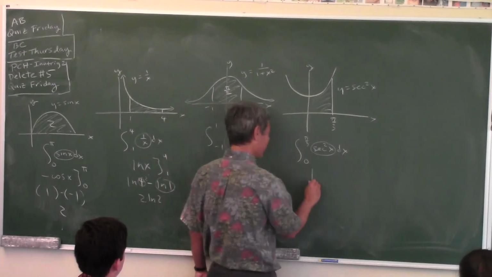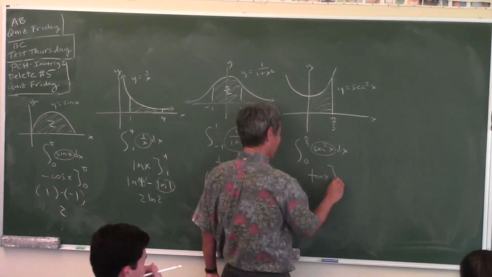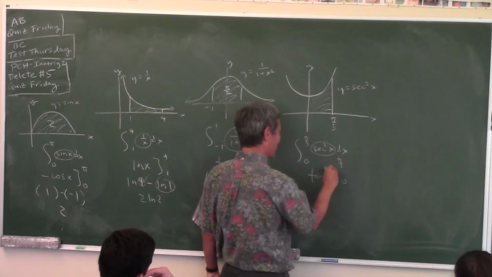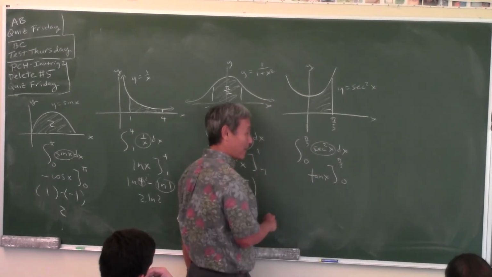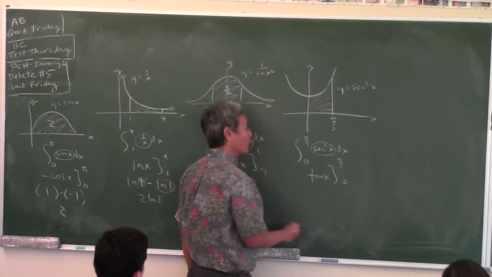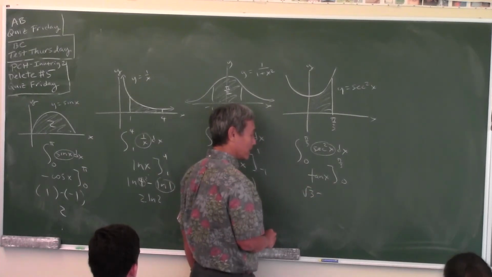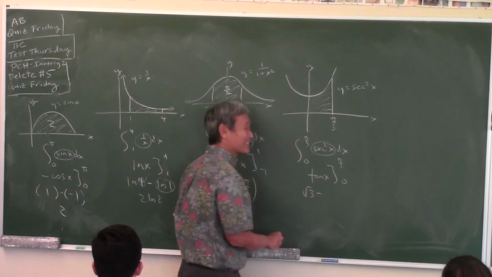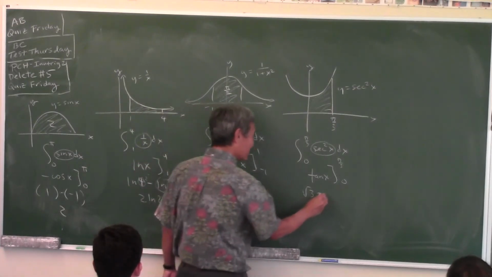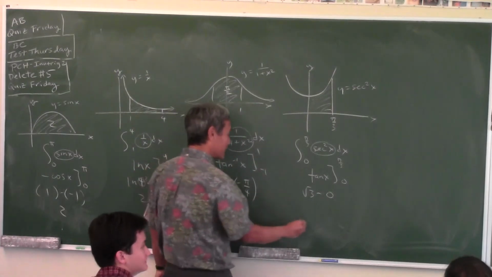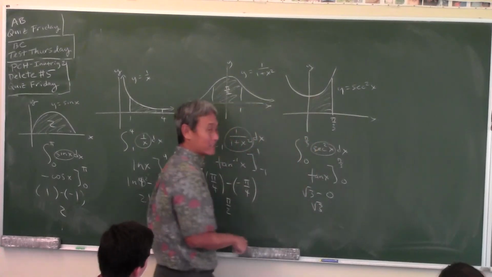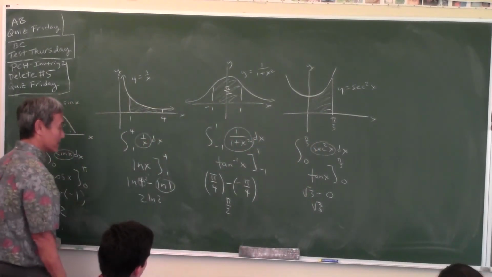Hey, see, you remembered something. Tangent x, from 0 to pi over 3. Plug in the top number. Now we're going to have problems, right? No, I don't think so. Root 3. Plug in the bottom number. That's so easy. Zero. So 0 minus root 3. That area is exactly square root of 3 square units.